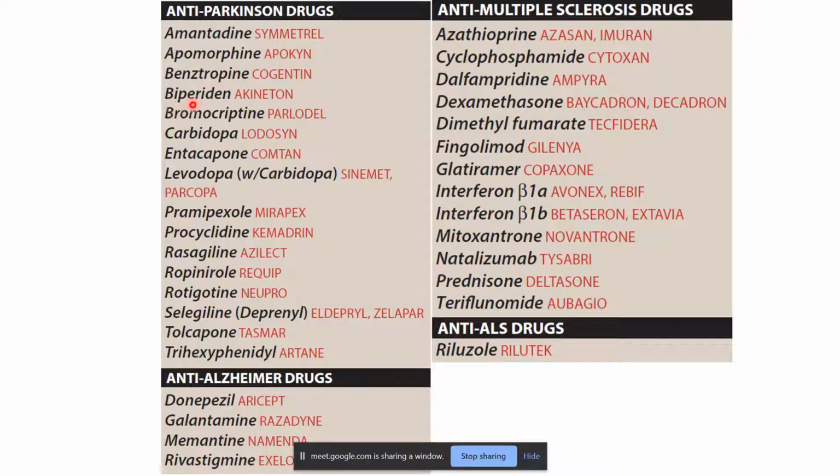Then biperiden, bromocriptine. Bromocriptine is also familiar to you because it's an M choline blocker like benztropine. Then carbidopa is only used to treat Parkinson's disease. We will discuss it today very in depth. Entacapone is a very new drug, very expensive. Then levodopa with carbidopa. Carbidopa is actually not a drug that is used alone. It's always used with levodopa.